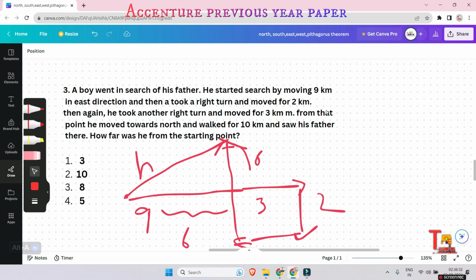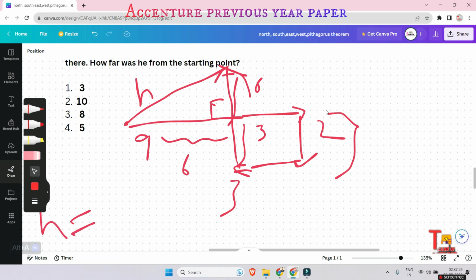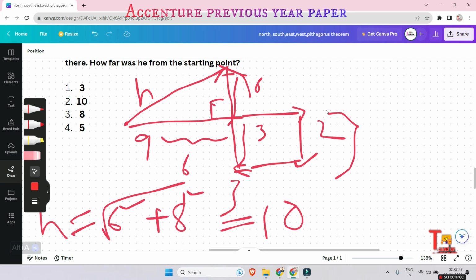And the perpendicular is how much? This is 10 minus 2, because this is 2 and this is also 2. So 10 minus 2 is 8. So it is root over 6 square plus 8 square. 6 square means 36 and 8 square means 64. So that is root over 100, that is 10. So the answer will be 10.